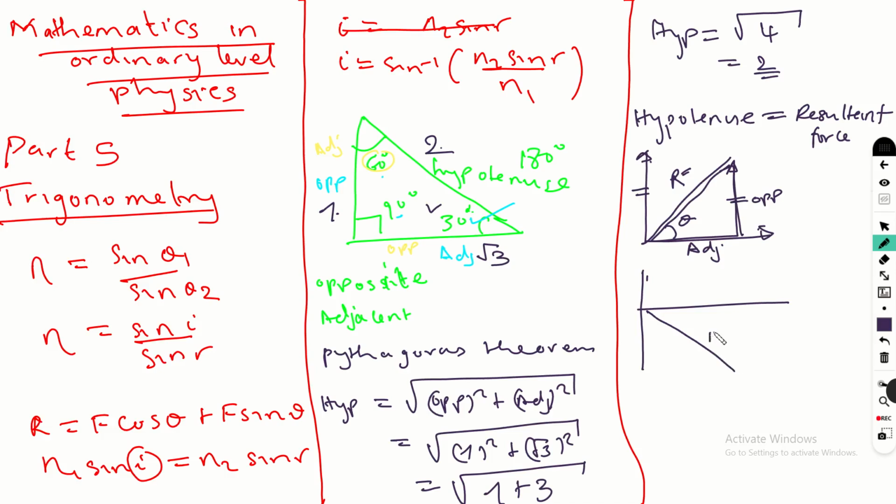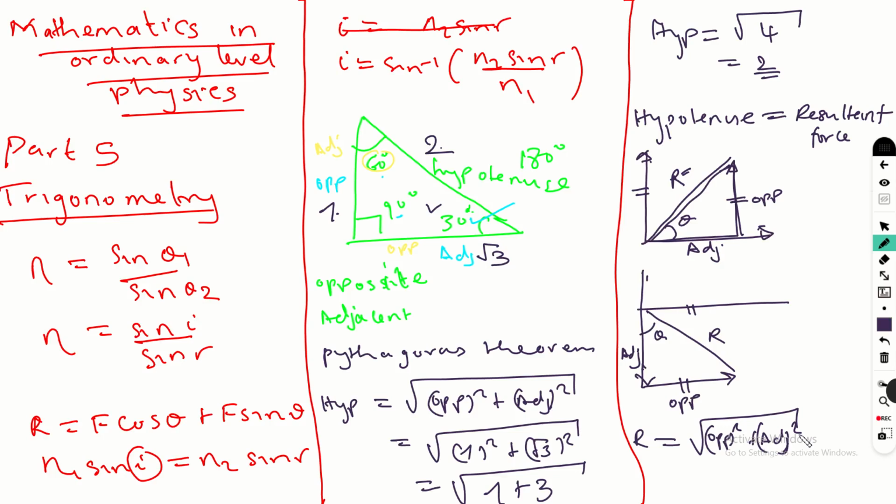You can see we have the same diagram like this, and the resultant is down like this. So you see that this side is the same as this one. And if you have an angle like this, it will become the opposite, and this will become the adjacent. So that's how you'll be seeing it under resultant forces. So I know that this resultant force will be the square root of the opposite squared plus the adjacent squared.